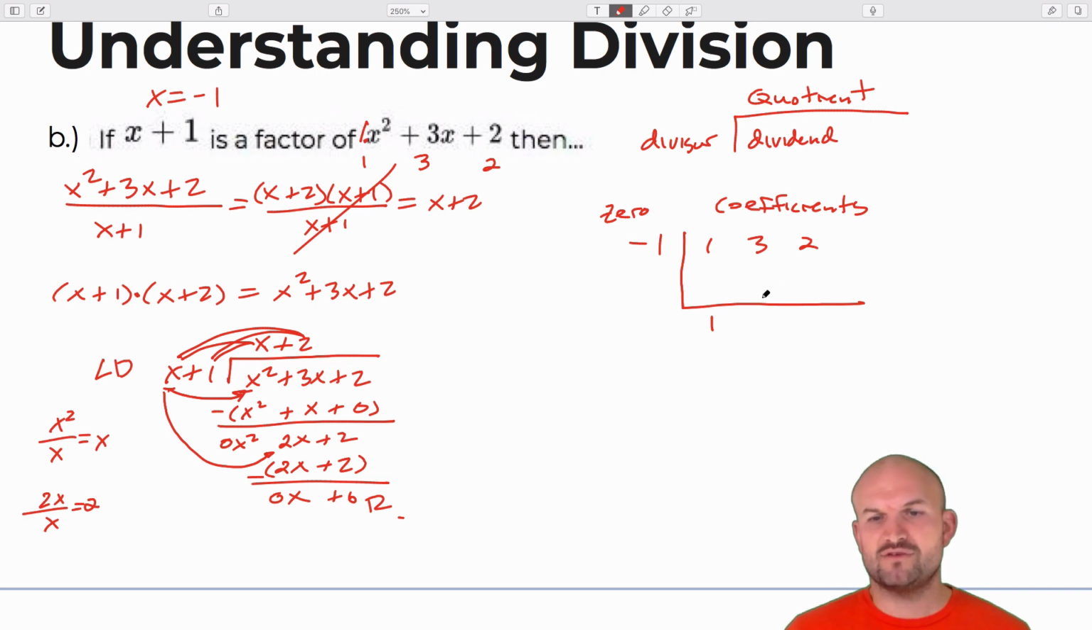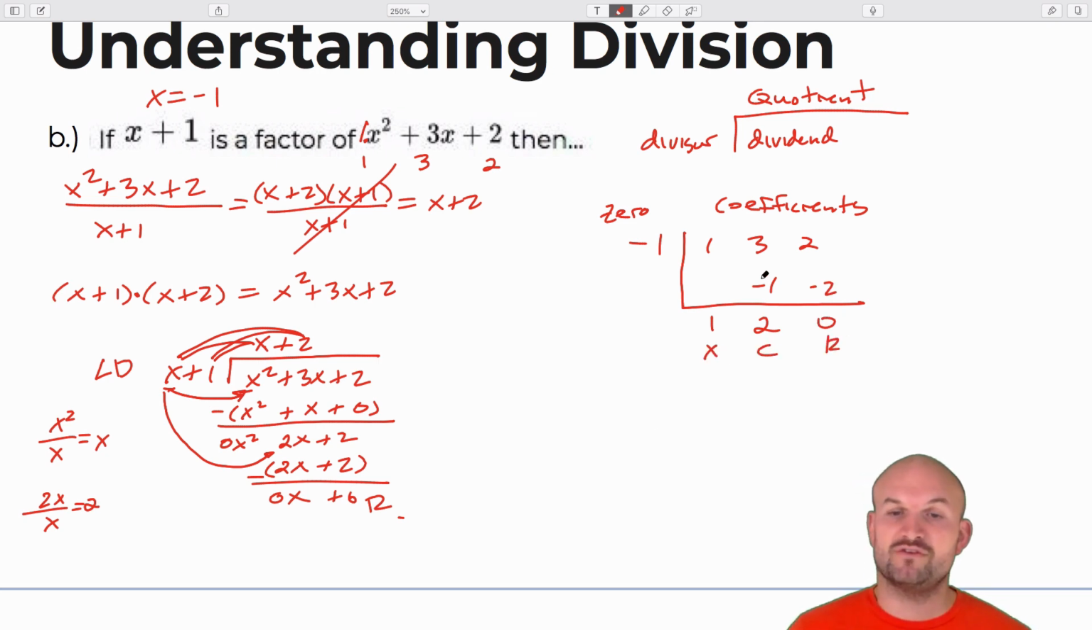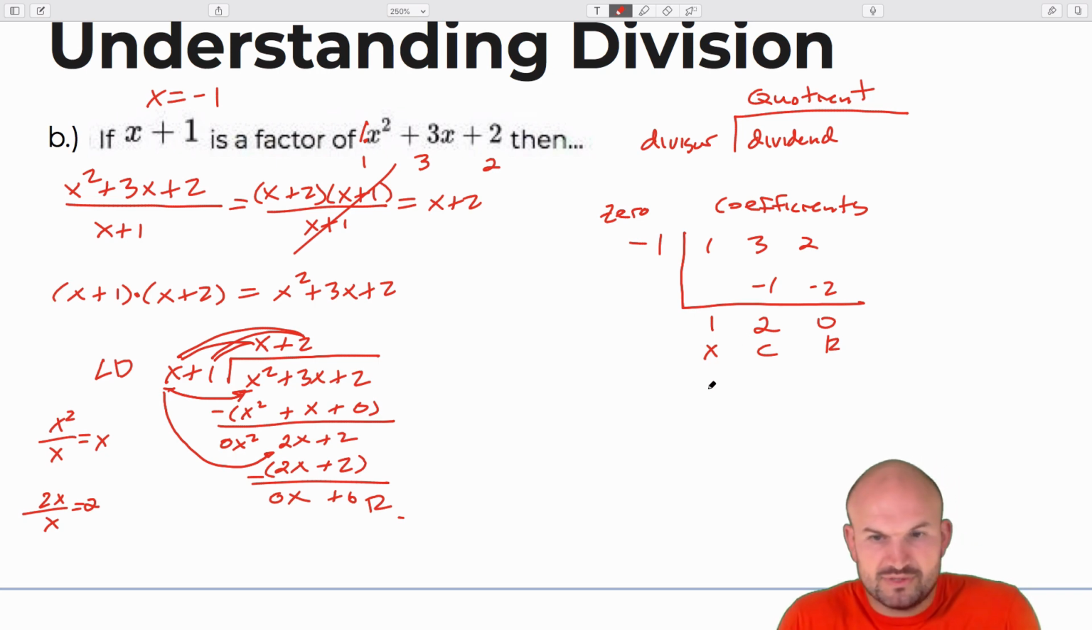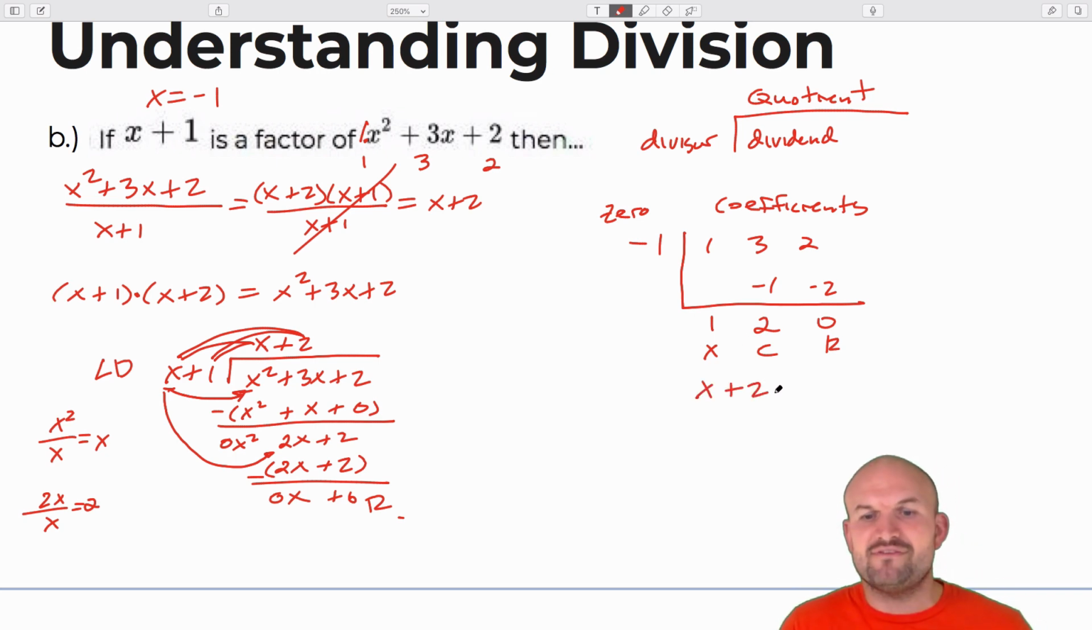So, bring down the 1. 1 times -1 is -1. This becomes 3 plus -1 is 2. 2 times -1 is -2, and then 0. So that is your remainder, that is your constant, and that is your coefficient of your linear term. And we already know the answer is x plus 2, right? So now we just need to decipher that into x plus 2.